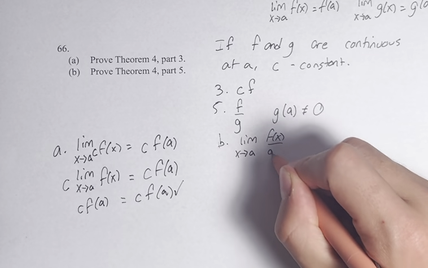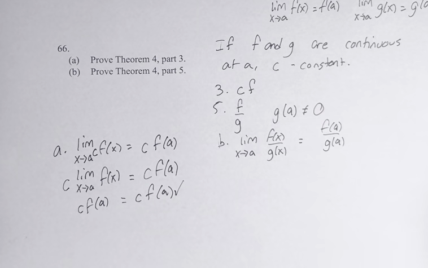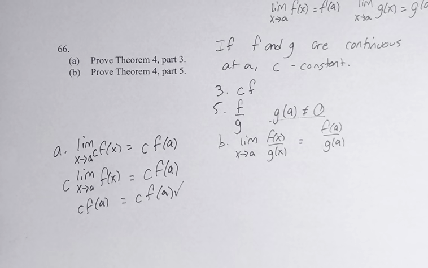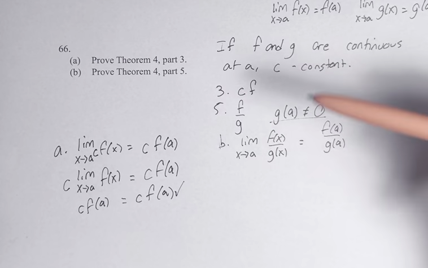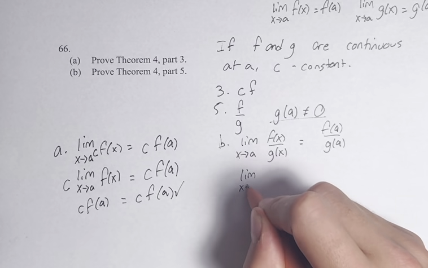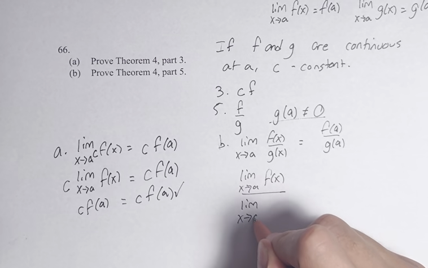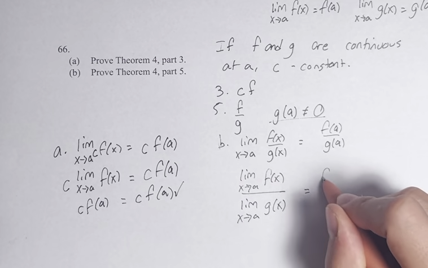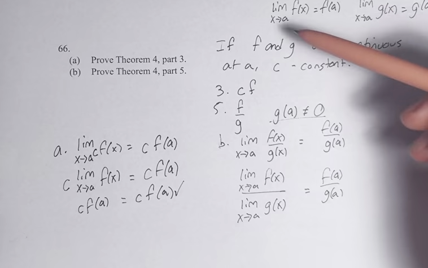For part 5, we want to show that the limit as x approaches a of f of x over g of x is equal to f of a over g of a. Again, g of a is not equal to 0, so we don't have to worry about using a function in a denominator or anything like that. We can simply skip to another limit law, which states that if you have the limit of a fraction, where we have a numerator and a denominator, that's equal to the limit of the numerator divided by the limit of the denominator. This needs to equal f of a over g of a.